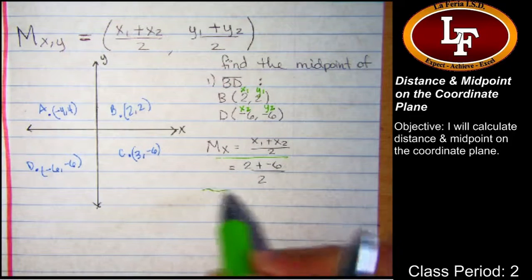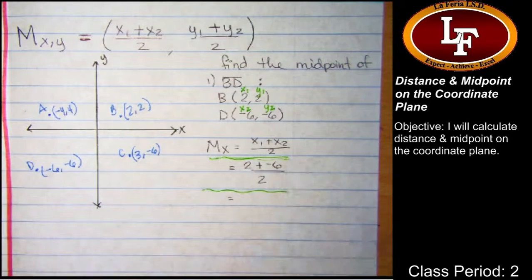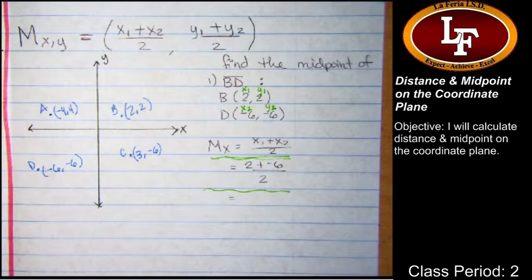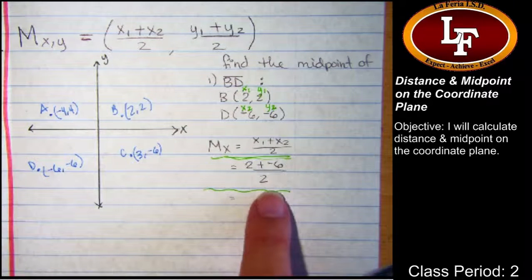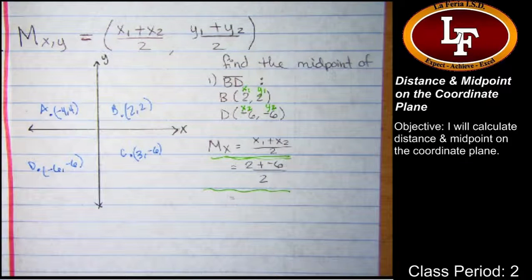And what's my x coordinate for the midpoint? Go to your calculators, use the scratch pad if you're stuck. What did you put? This one right here. 2 plus negative 6 over 2 is what you're trying to figure out.